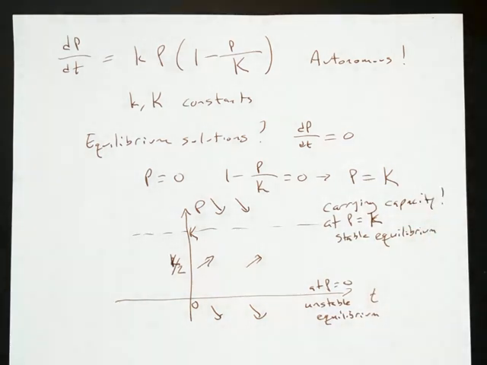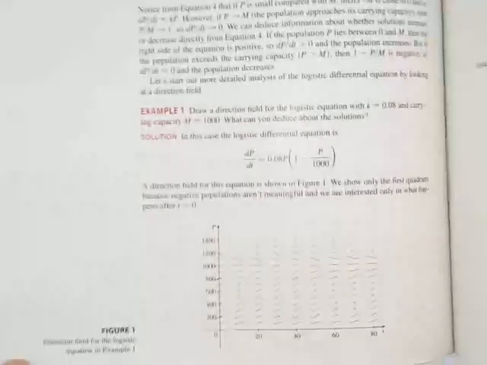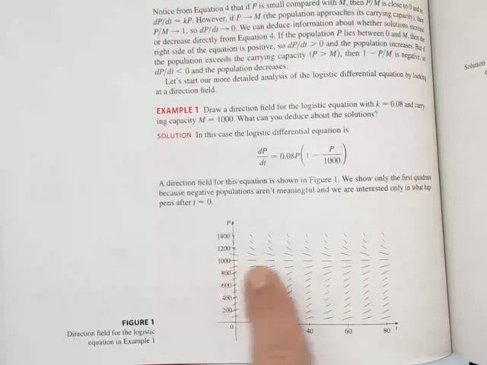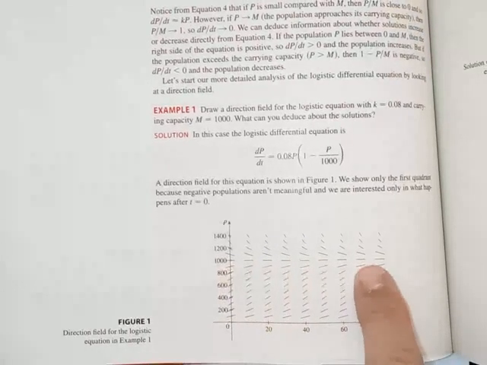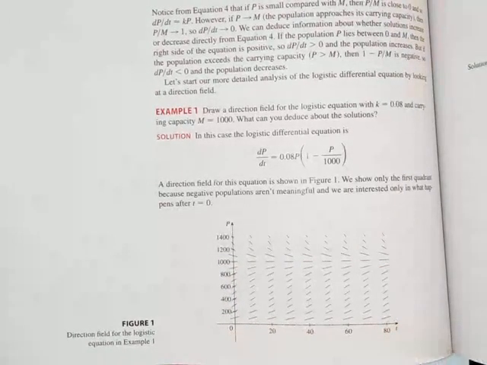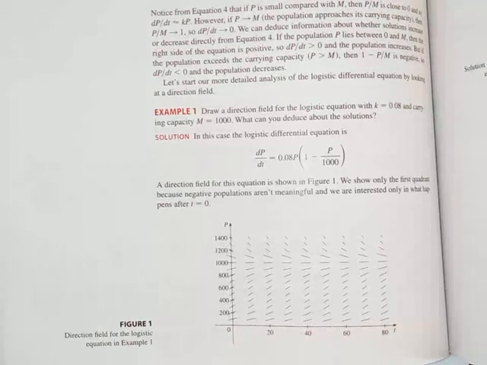Now, on page 612, they picked numbers. Little k is 0.08, capital K is 1,000. There's my stable asymptotic equilibrium. There's my unstable one. Notice they didn't even bother to draw what was going on when P was below the x-axis. How do you have a negative population?